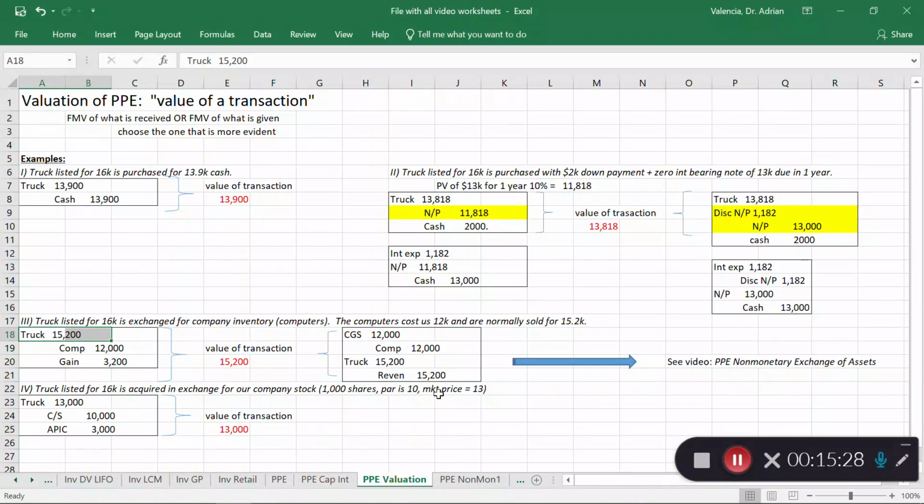All right, but this concludes the video on valuation issues that arise with property, plant, and equipment. And also in general, remember, this idea of the value of transaction is a universal concept that we apply throughout, not just in property, plant, and equipment.